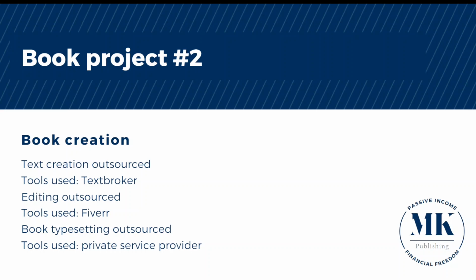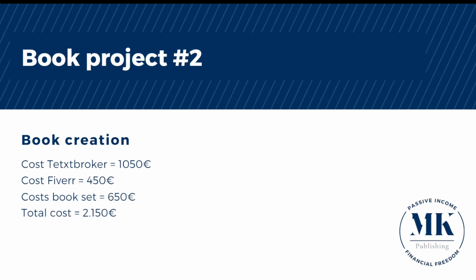And now the important thing: how much money did I spend on each step in the book creation? Text Broker, so the ghostwriting, cost me 1,050 euros. It was a little bit expensive because the ghostwriter wrote me a text with almost 20,000 words. Then for the proofreading on Fiverr, I spent 450 euros. And for the book setting, I spent a total of 650 euros.